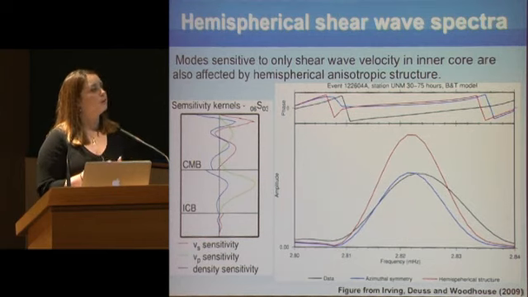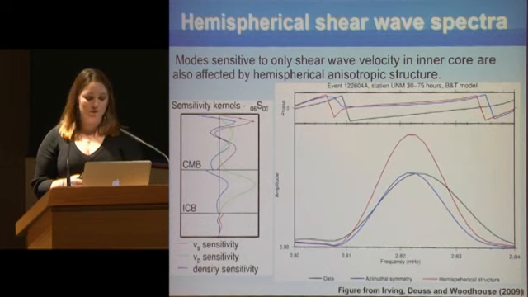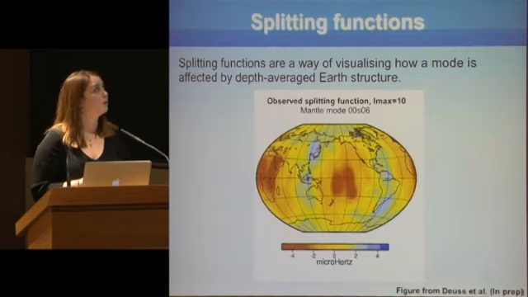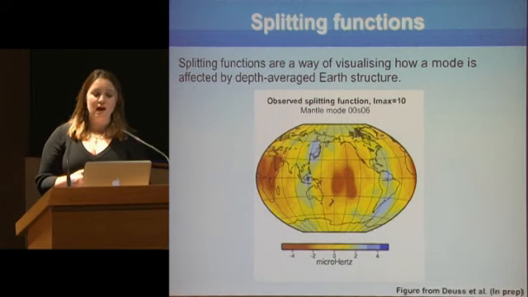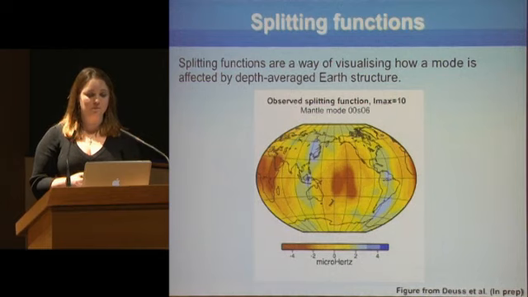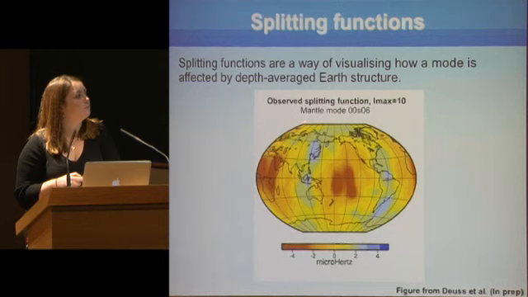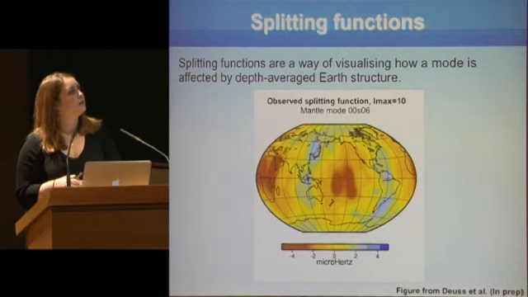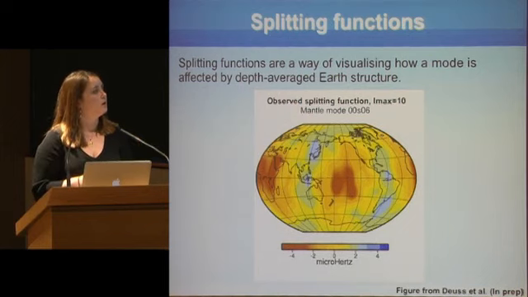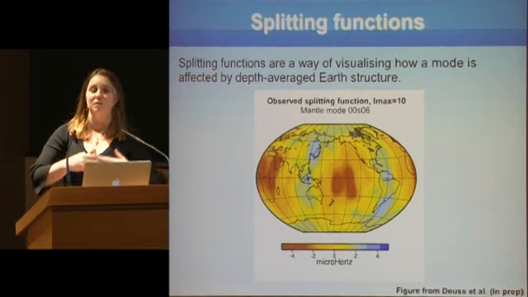If we can look at forward calculations of spectra, there is another, even better way to look at normal mode oscillations, and that's by using splitting functions. Splitting functions tell us how a mode is affected by depth average structure in the inner core. This splitting function is for a mantle-sensitive mode, and it tells us how the peaks for this mode are split across the Earth. So we see here structure which looks familiar when we think about deep Earth structure.